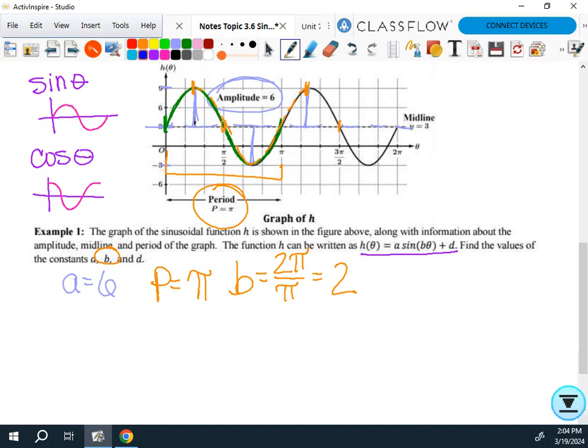Yes, for sine and cosine, because that is the period of the parent function. That's why we're using that. So the numerator will be 2 pi, whether I'm looking for b or the period. Okay, everybody good with that? All right, and so then here is the midline, y equals 3, because it's a line, but that means that d is equal to 3. And that's it.